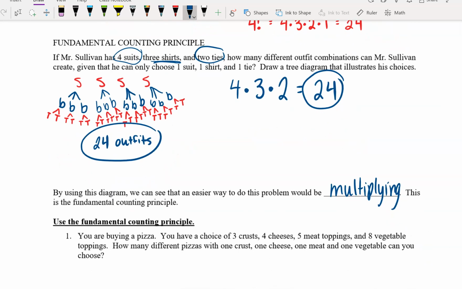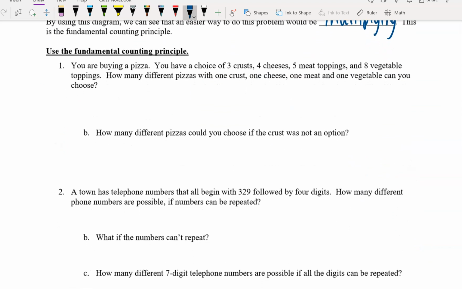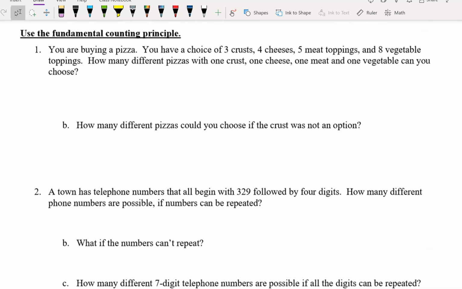This is the fundamental counting principle. So we're going to use that on a bunch of other little example problems. If you want, you can pause the video and try some of these on your own, or you can just watch me.